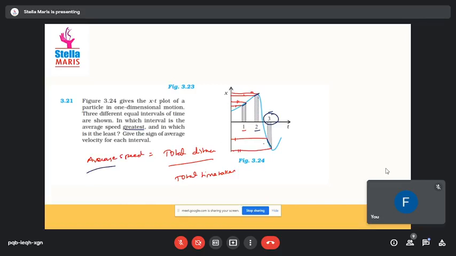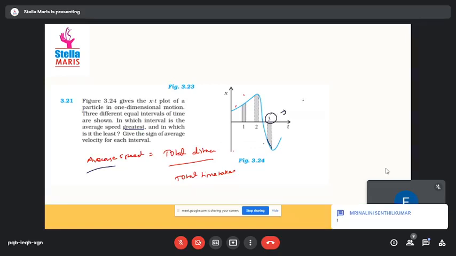And they're asking in which interval it is least. Tell me which it is least. This is the greatest. Mrinalini says it is 1. Anyone? In which interval is the average speed least? Which has the least value? Soumya and Mrinalini share the same answer. They are saying it is 1.